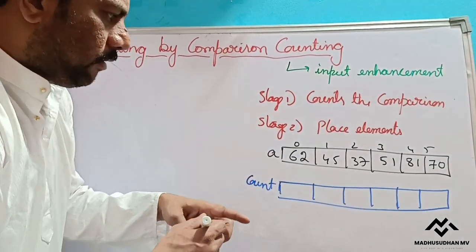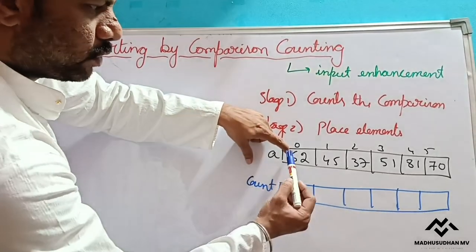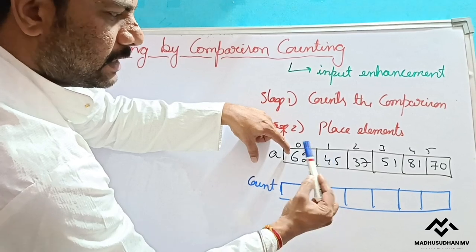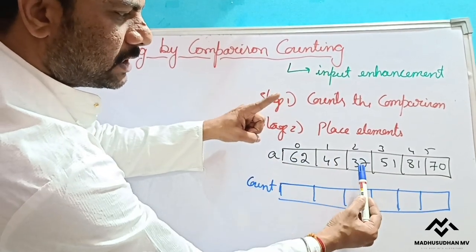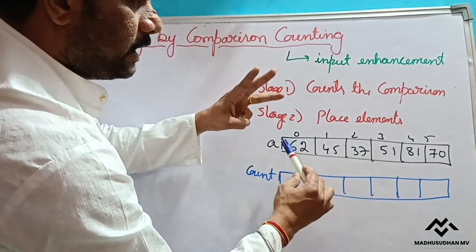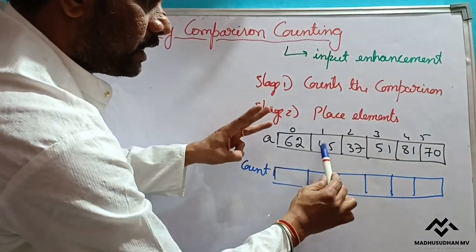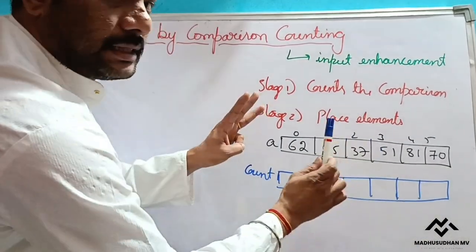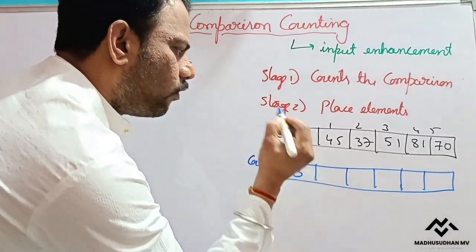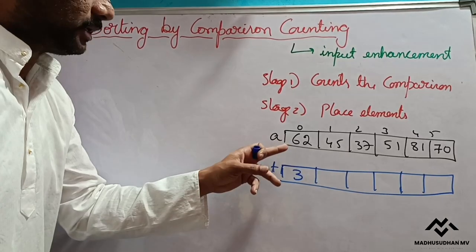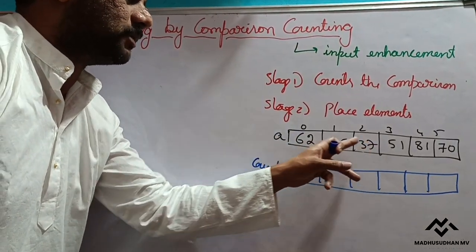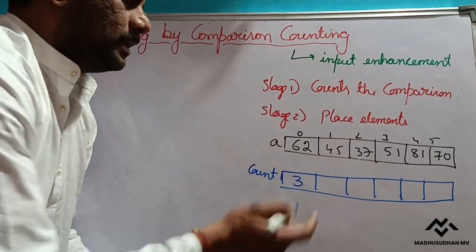Now see here, for 62, how many elements are lesser than 62? 45 is lesser, 37 is lesser, 51 is lesser. Among these, the three elements 1, 2, 3 are lesser than 62. That means the count of 62 is 3. There are three numbers which are lesser than 62.